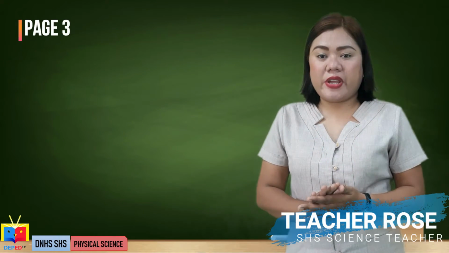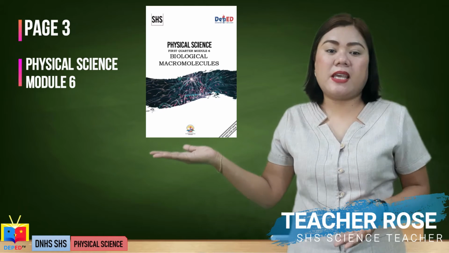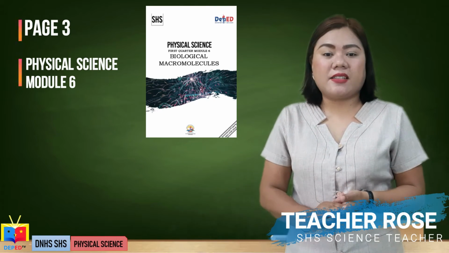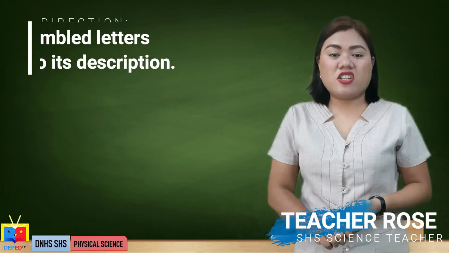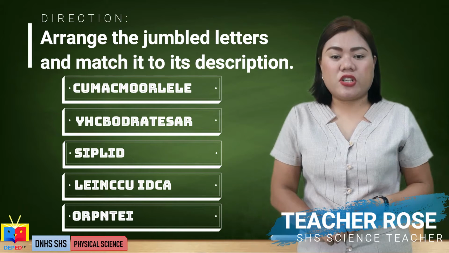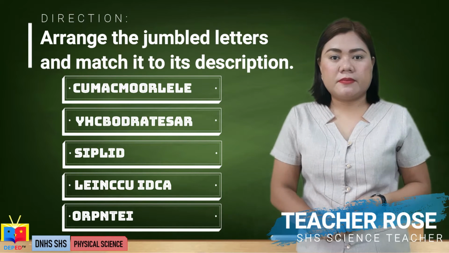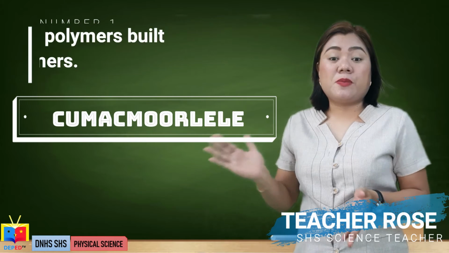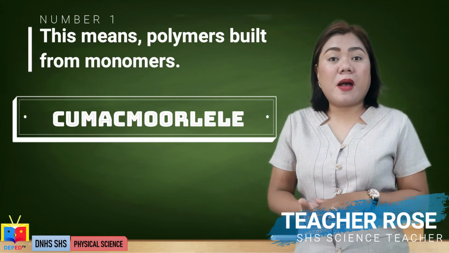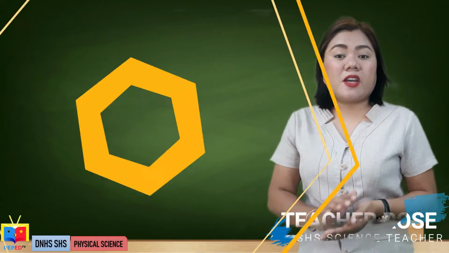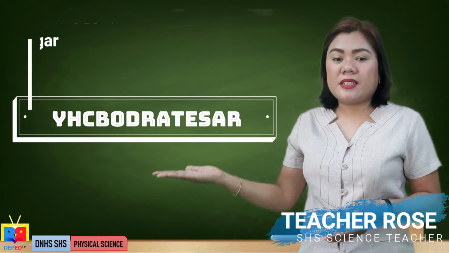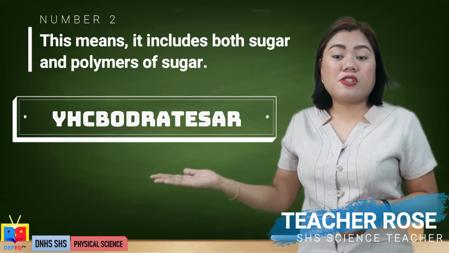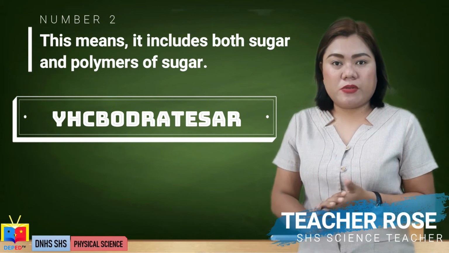On page 3 of your Physical Science Module 6, you will see an activity entitled Do This. Arrange the jumbled letters and match it to its description. The first word means polymers built from monomers. The second word means it includes both sugar and polymer sugar.